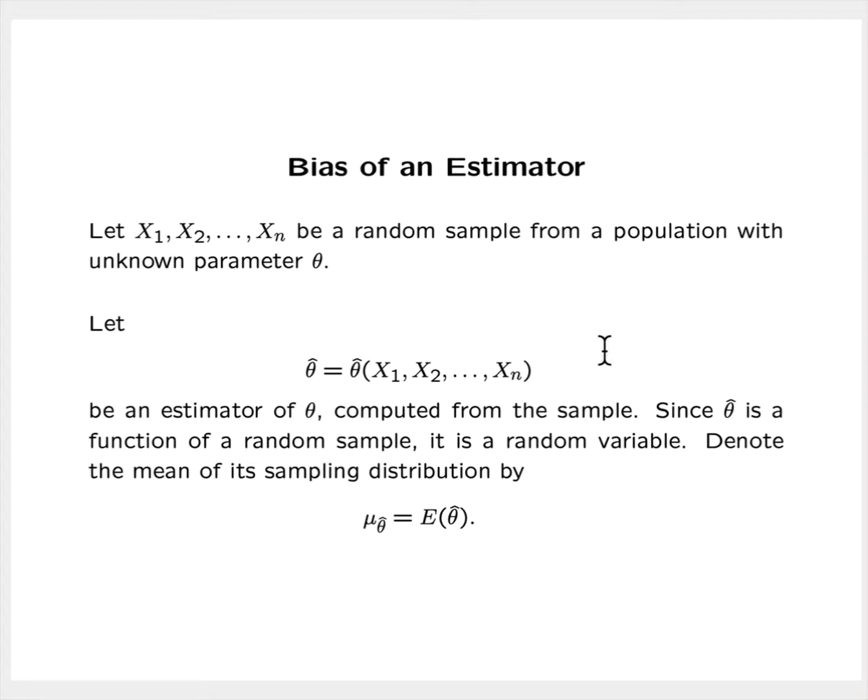Now, since theta hat is a function of a random sample, it itself is a random variable, and it therefore has a sampling distribution. Now, denote the mean of its sampling distribution by either of these two notations, and we've talked about this concept before. So we'll let mu sub theta hat denote the mean of the sampling distribution of theta hat. We could also denote that by the expected value of theta hat. These two pieces of notation represent the same thing, the mean of the sampling distribution of theta hat.